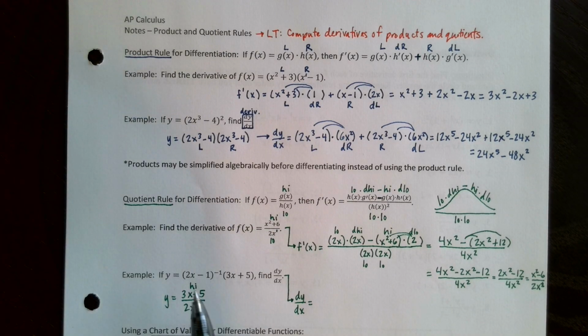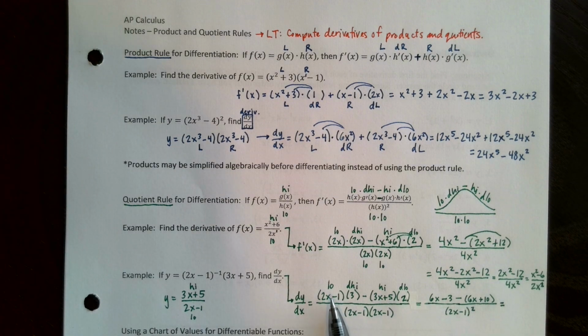This next problem is, again, at first glance, not something you'd guess right away was a quotient. But if you notice we have a negative 1 exponent on this 2x minus 1, that does put that expression in the denominator. And so we see now that it is a quotient. So let's practice our quotient rule one more time.